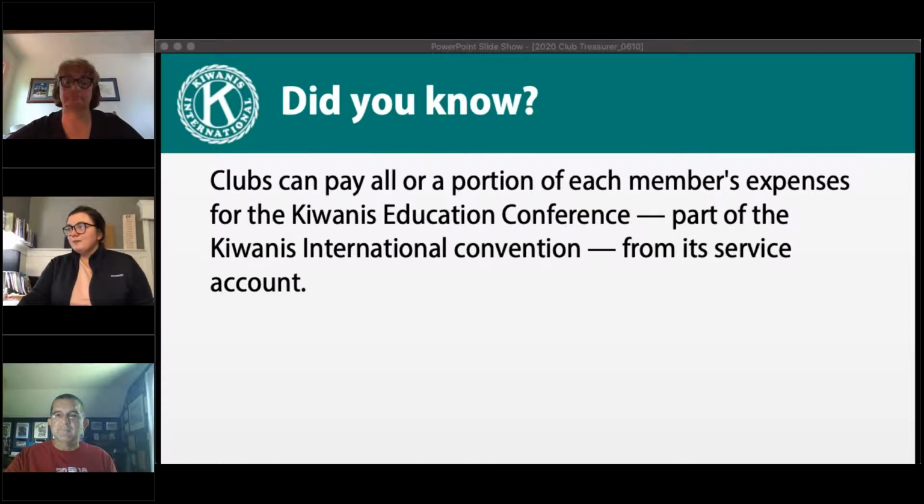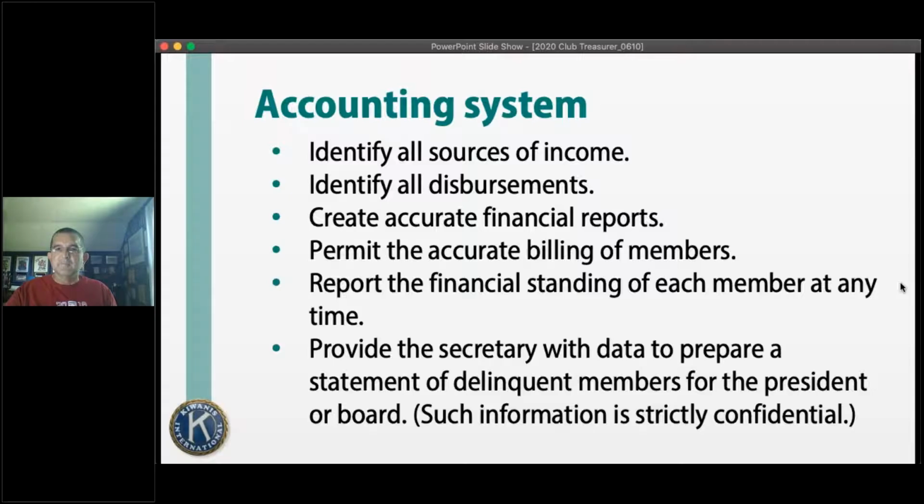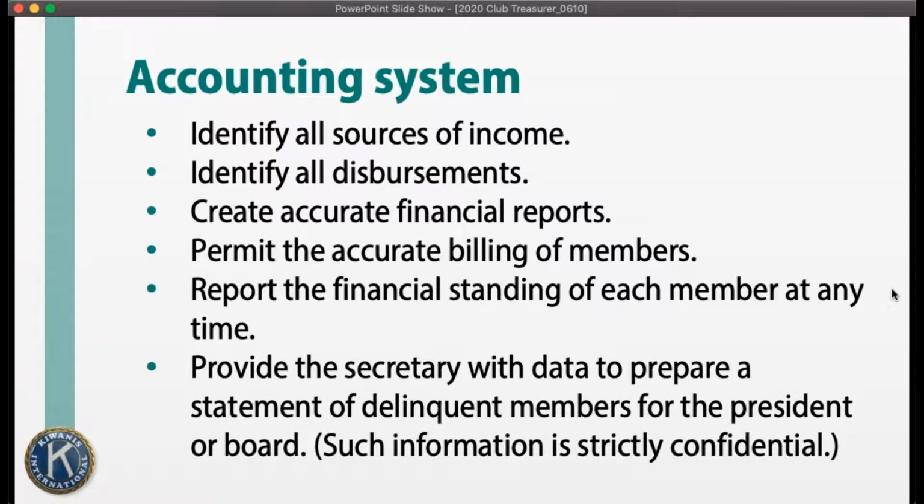So moving on, we'll talk about our accounting system. A great thing to keep in mind is, if you have an accounting system for your club that works, stick with it. That's great. But if your club is in the process of developing one or revising theirs, make sure that it can handle all of these criteria: that you can identify all sources of income and disbursements, that you have accurate financial reports, that you have accurate billing of members.